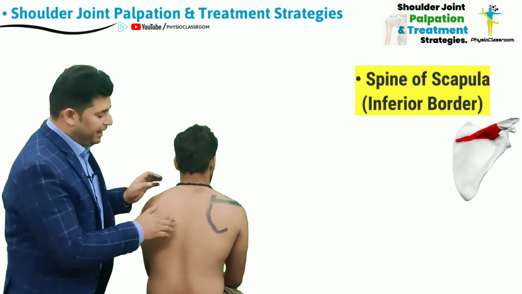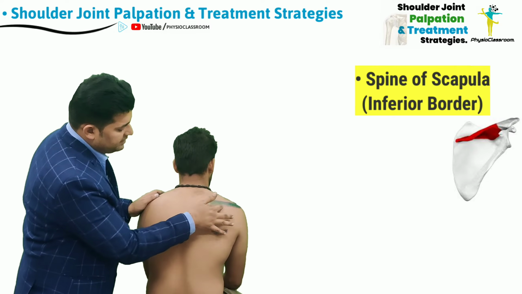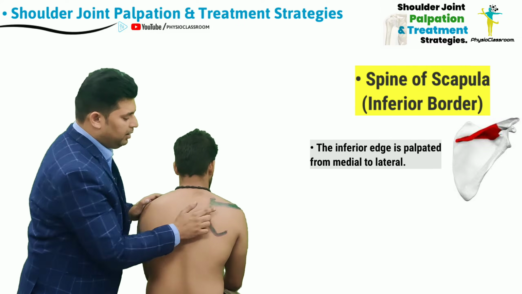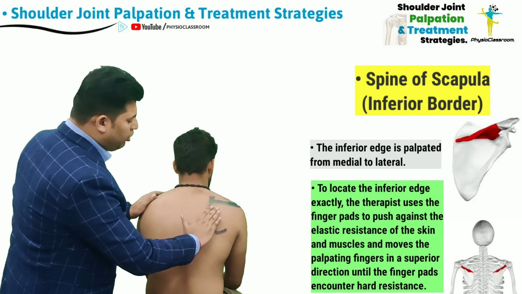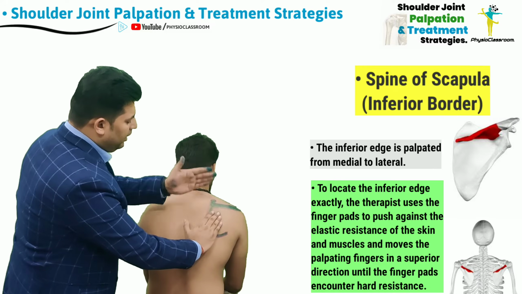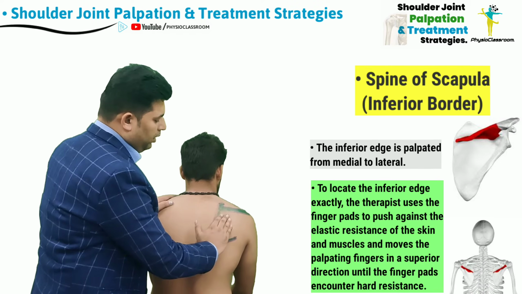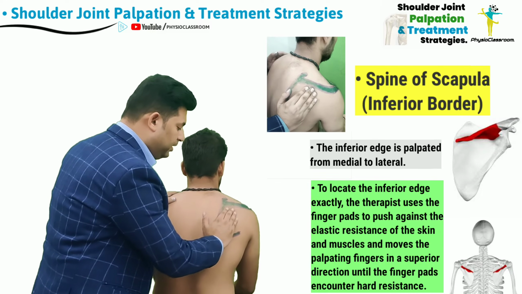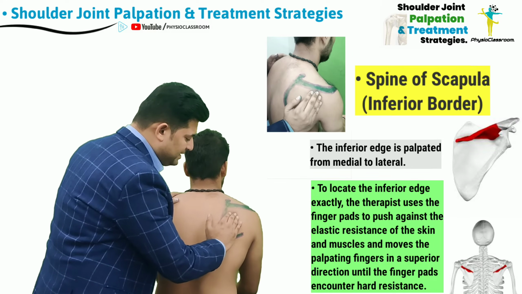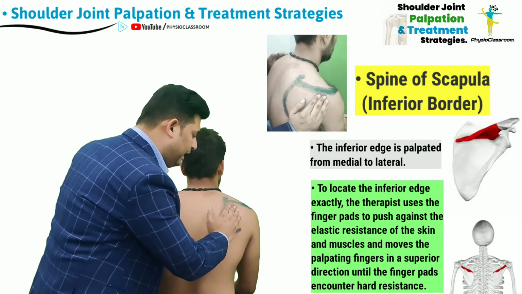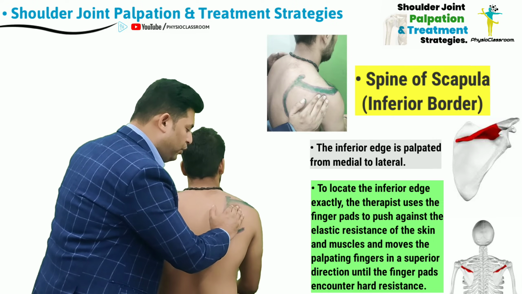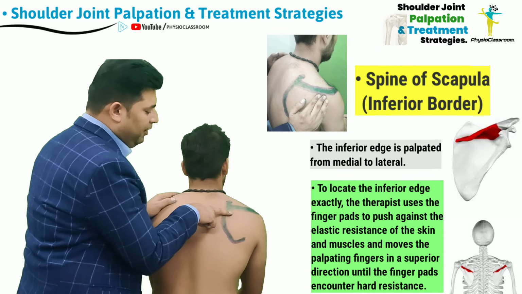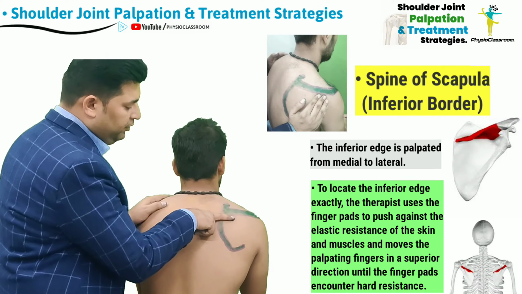Now to palpate the inferior border or edge of the spine of the scapula, the therapist should begin the palpation from the medial to lateral direction. The palpating fingers of the therapist are aligned in the inferior to superior direction. Again utilizing the perpendicular palpation method, the therapist tries to differentiate between the soft and elastic consistency of the muscle and the hard end feel offered by the bony resistance, which is offered by the inferior border or edge of the spine of the scapula.